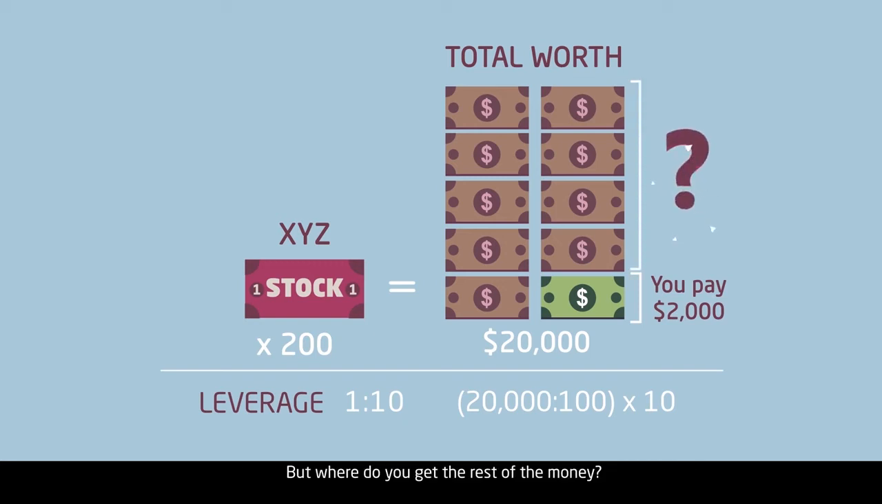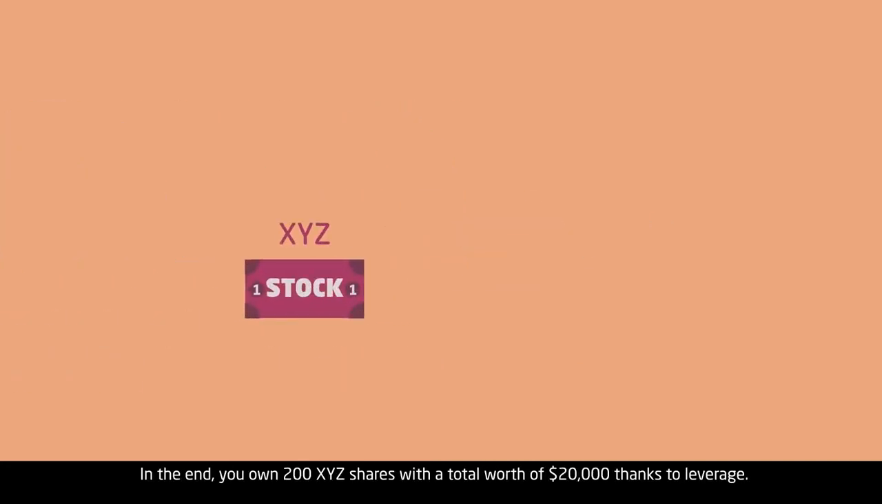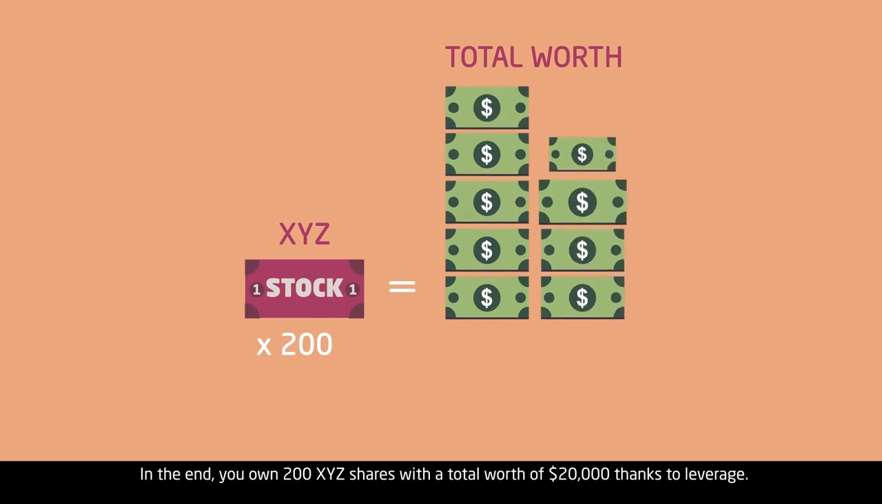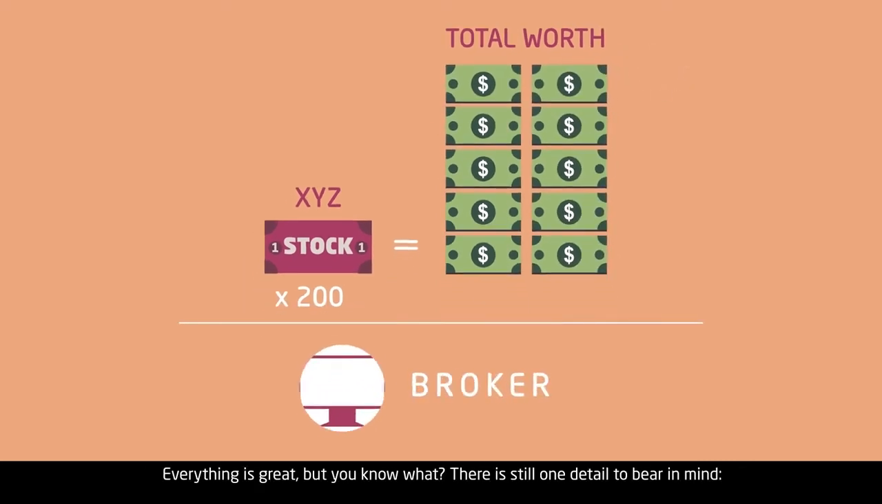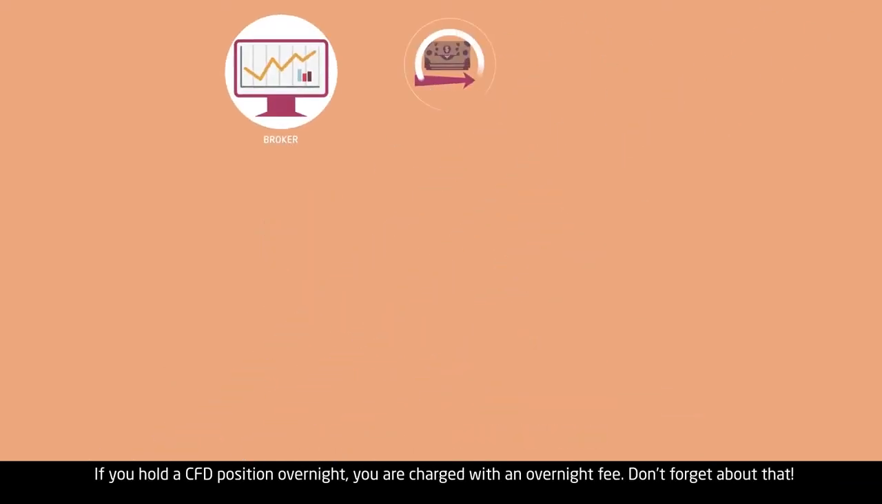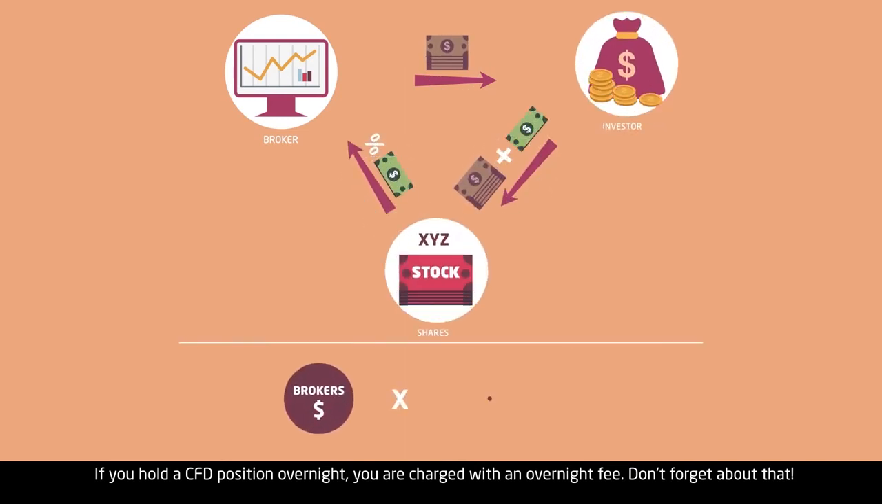But where do you get the rest of the money? Brokers. They make your deal a reality. In the end, you own 200 XYZ shares with a total worth of $20,000 thanks to leverage. Everything is great, but you know what? There is still one detail to bear in mind. If you hold a CFD position overnight, you are charged with an overnight fee. Don't forget about that.